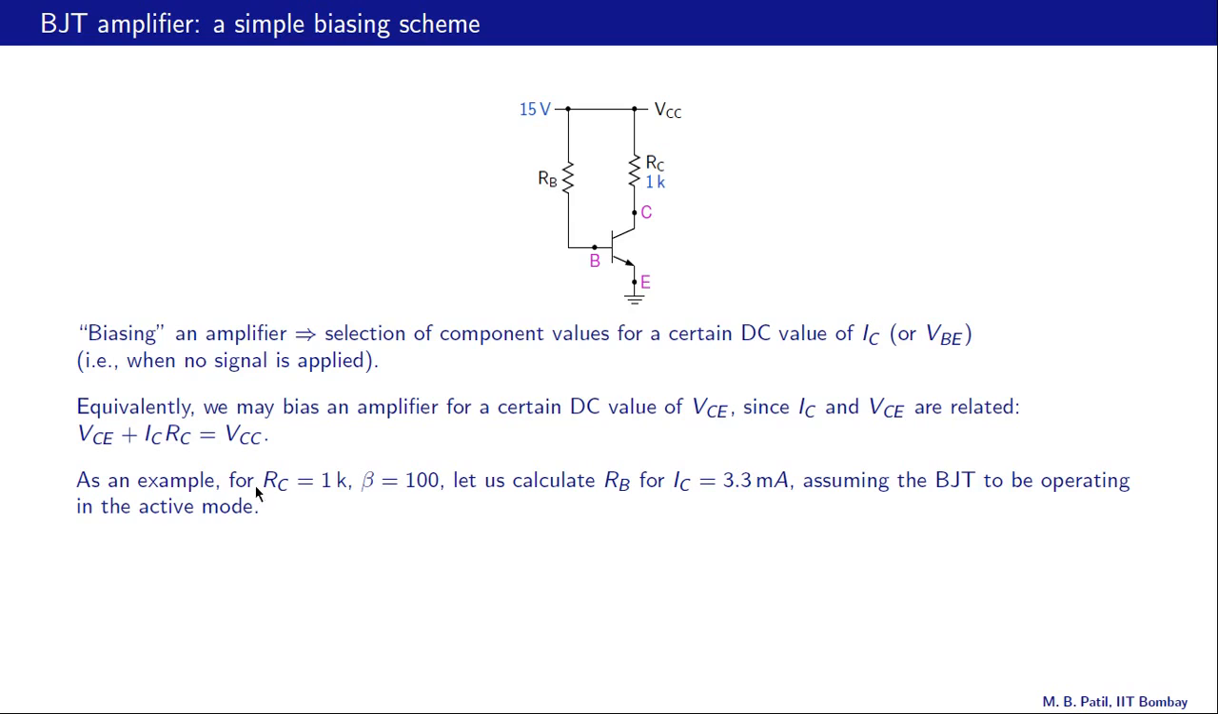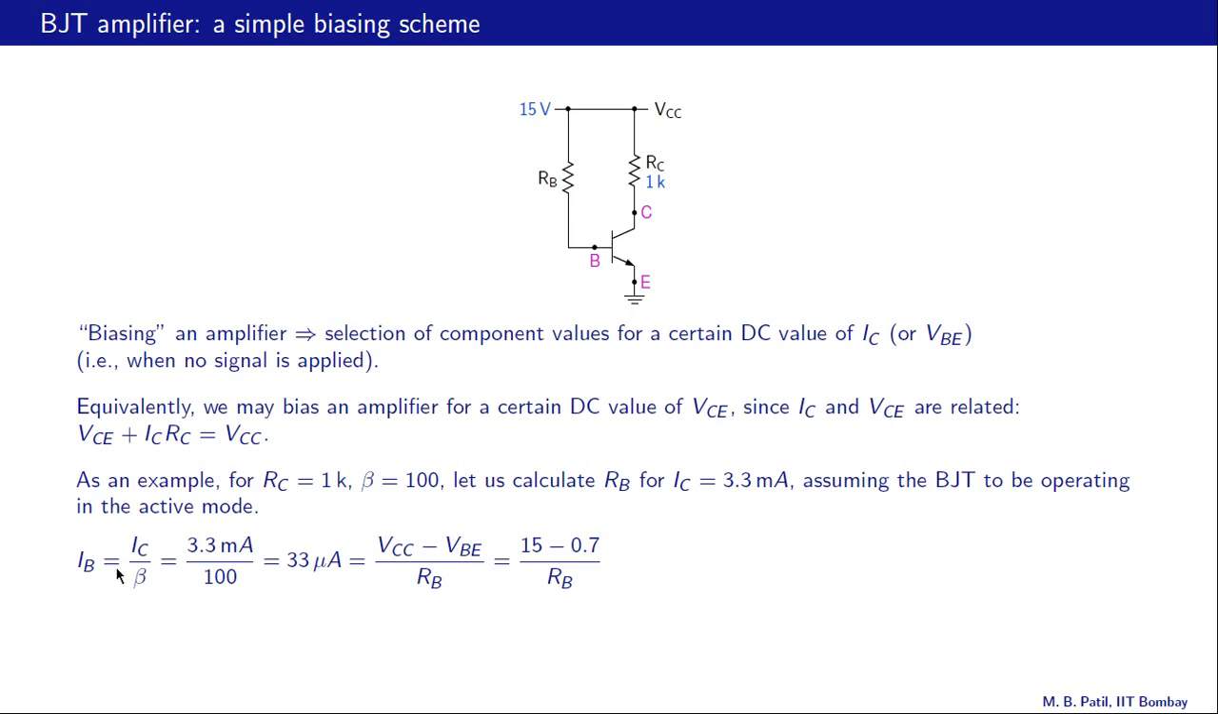As an example, let RC be 1K and let the transistor have a beta of 100. With these conditions, let us calculate RB, the resistance here, for IC equal to 3.3 milliamps, and we will assume the BJT to be operating in the active mode. And of course, we need to come back and check whether that condition is indeed satisfied. Simple calculation.